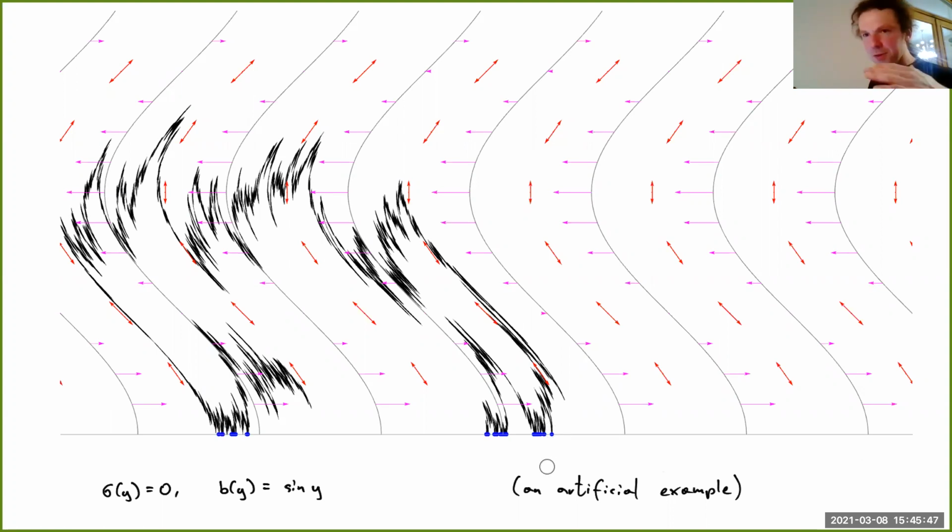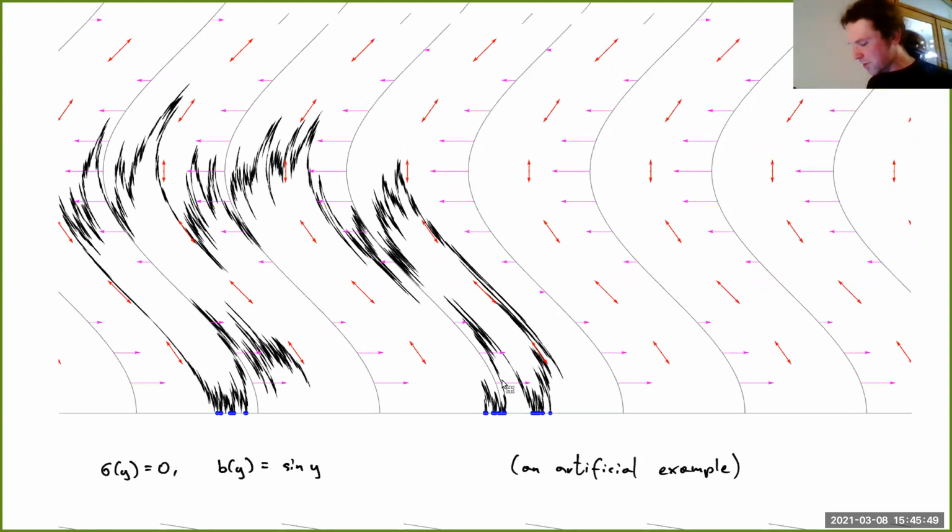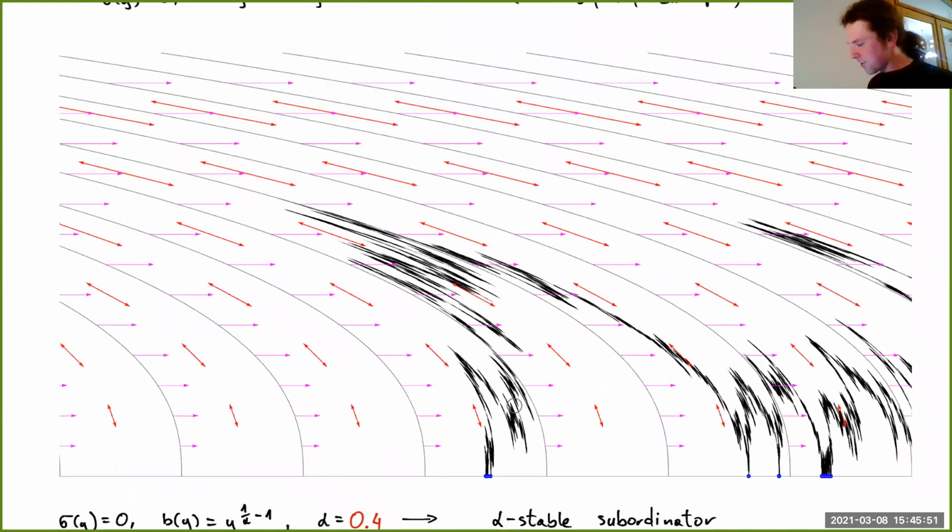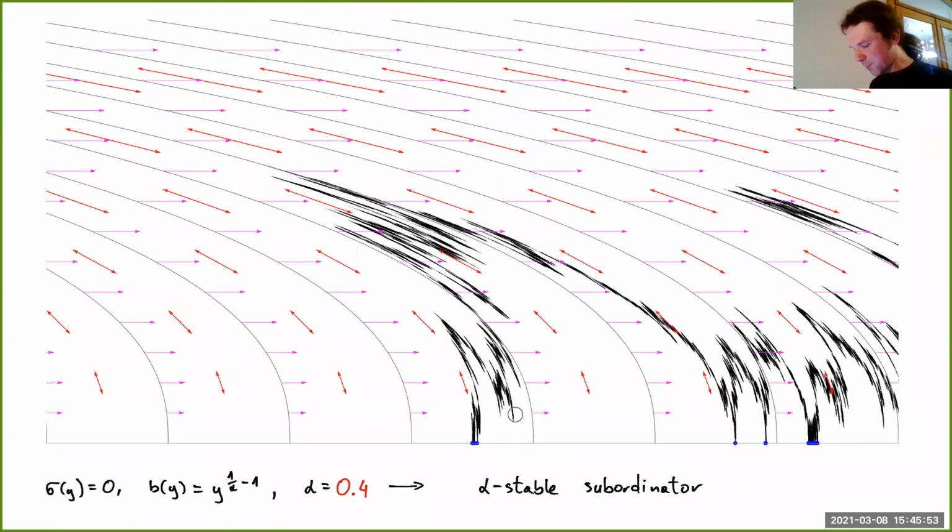Another example without green lines, without horizontal motion, is given here. This is a less artificial example. So we consider b equal to y to the power 1 over alpha minus 1, with alpha equal to 0.4. Here the apparent drift is always directed to the right. And it turns out that the process will only have positive jumps. And due to scaling, it is easy to see that it will be an alpha stable subordinator. So that's a way to interpret alpha stable subordinators.